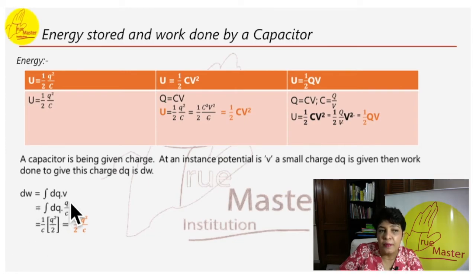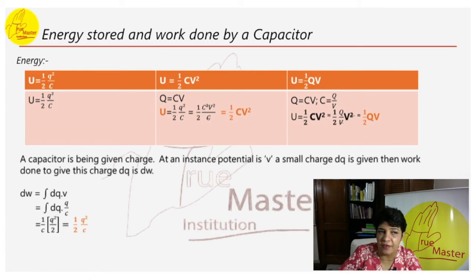Here the value for potential can be written as Q by C. If we multiply by Q, that becomes Q square, and C comes here. So we write half Q square by C. We have integrated, and that is how it becomes this value. After integration, this is the first formula that we have derived for energy.